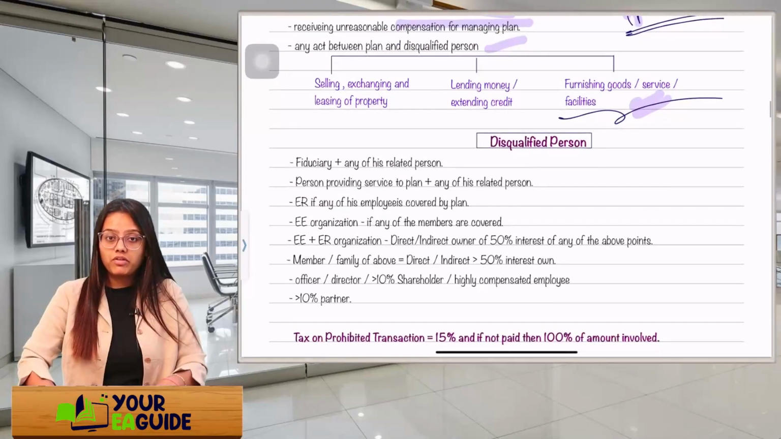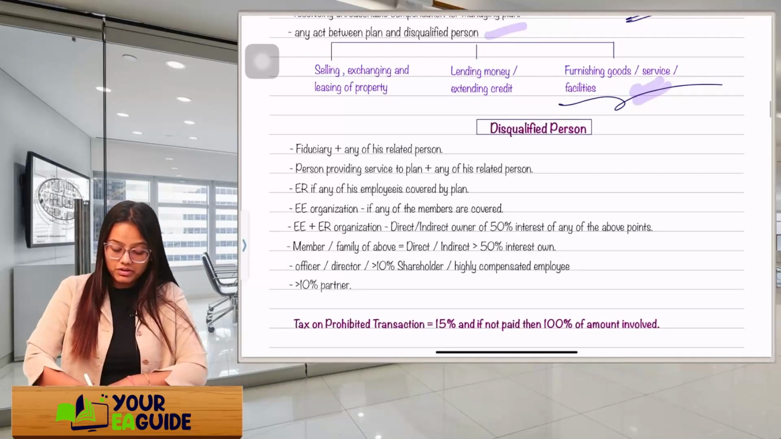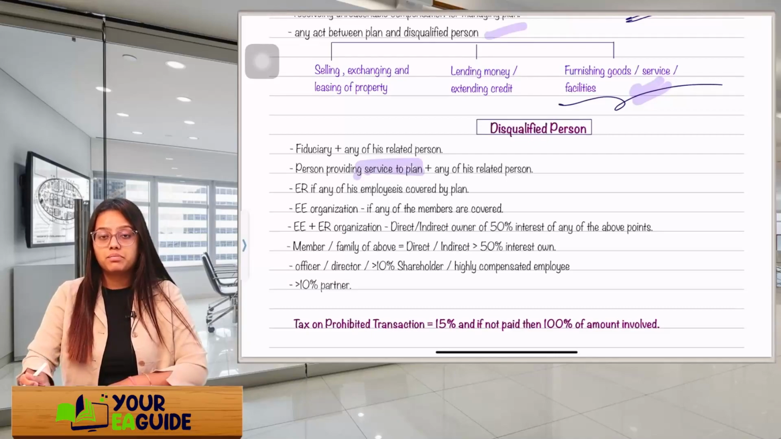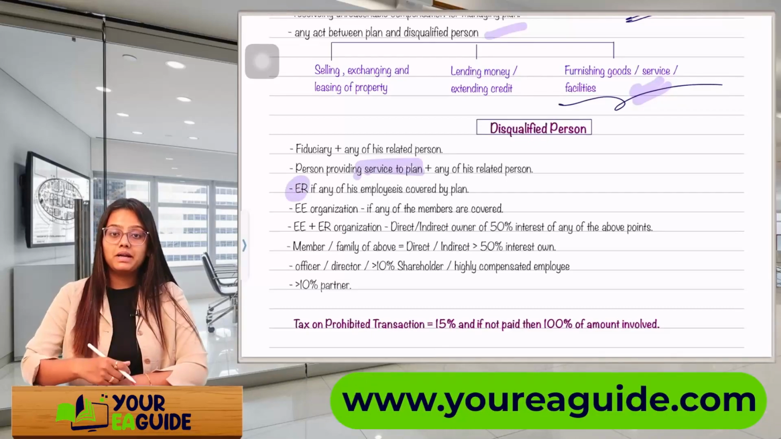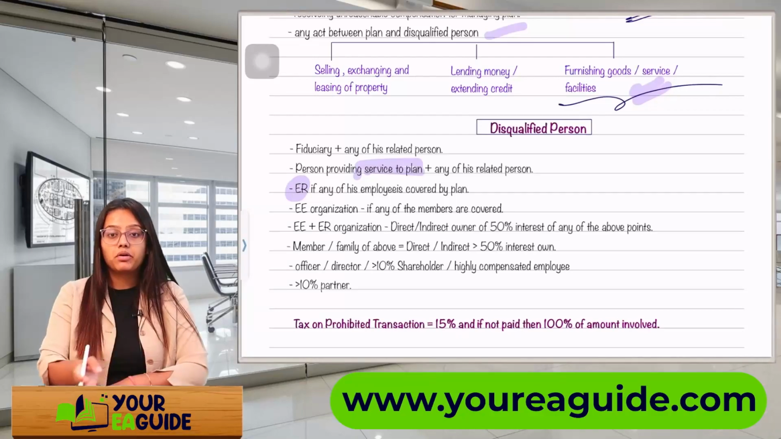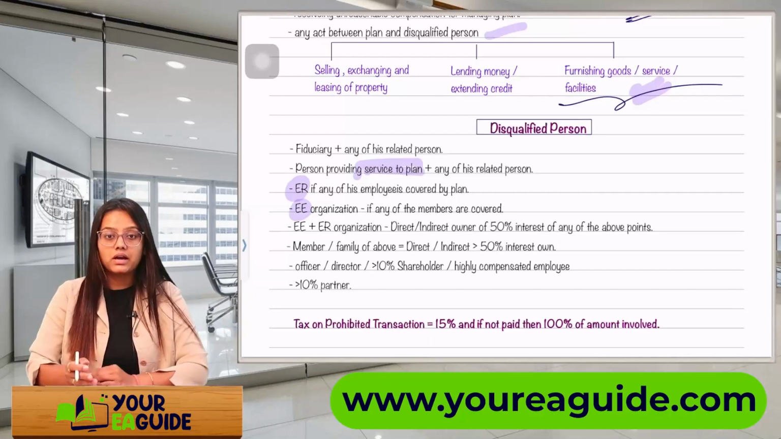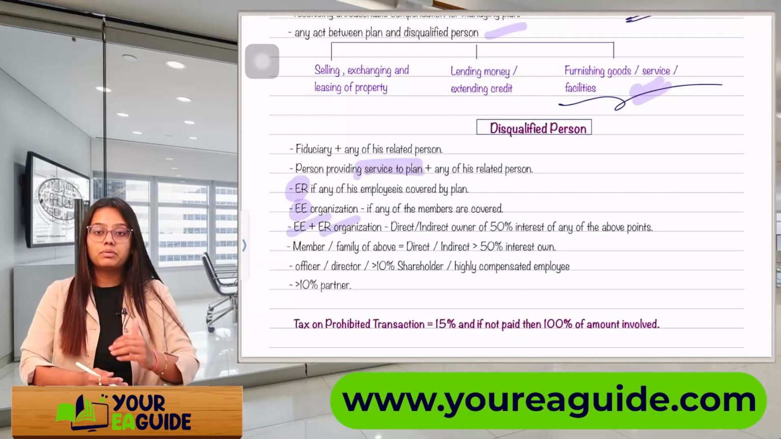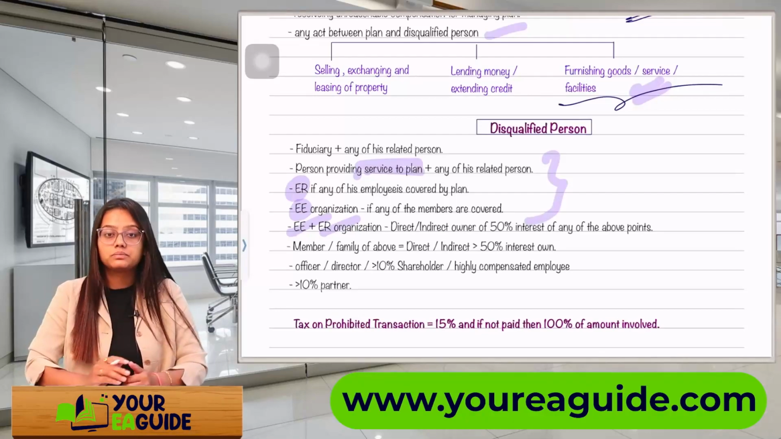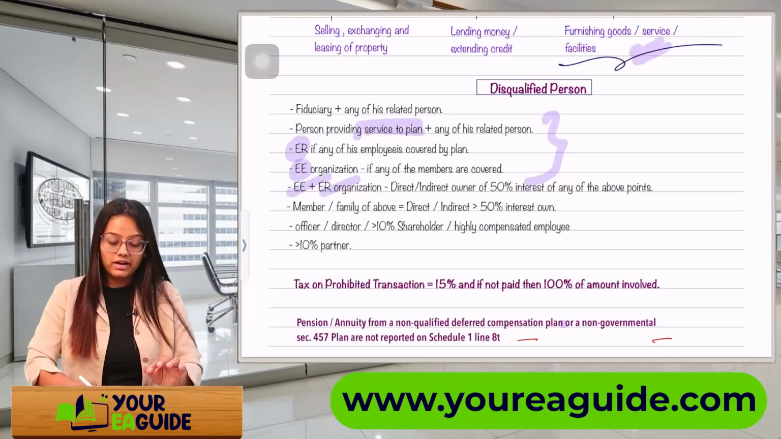Okay, so what are the disqualified persons? Fiduciary, any of his relatives. Person providing services to the plan. Okay, whoever is going to provide services to the plan or any of the related persons. The employer, okay, who is maintaining the IRA account with the bank or that fiduciary. The employer, if any of his employees are covered by the plan, right? Employee organization, if any of the members are covered. Employee plus employer organization, directly or indirectly, if they are owning 50% interest in any of the above points. Okay. Clear guys? So this is how you can remember the disqualified person definition. Wherever in a question it is asked indirectly, they'll give you a case scenario.